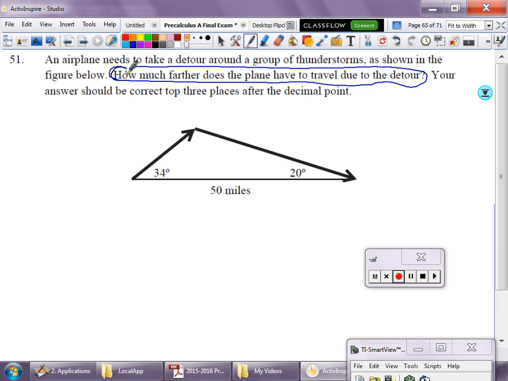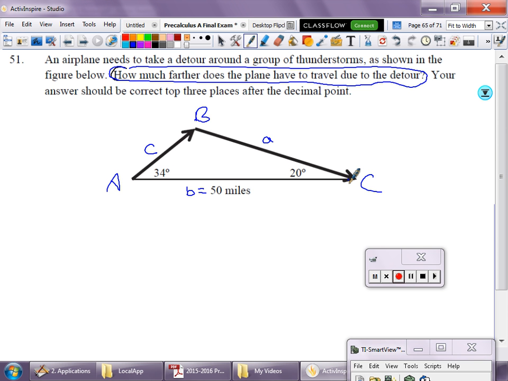All right, so pretty much let's label our triangle A, B, C. So this is going to be side A. This is going to be side B. And C is unlisted. Okay, so if we're taking a detour, remember the shortest distance is a straight line. So if he's taking a detour, this distance is going to be longer. We need to find A and C. That is going to be our detour.